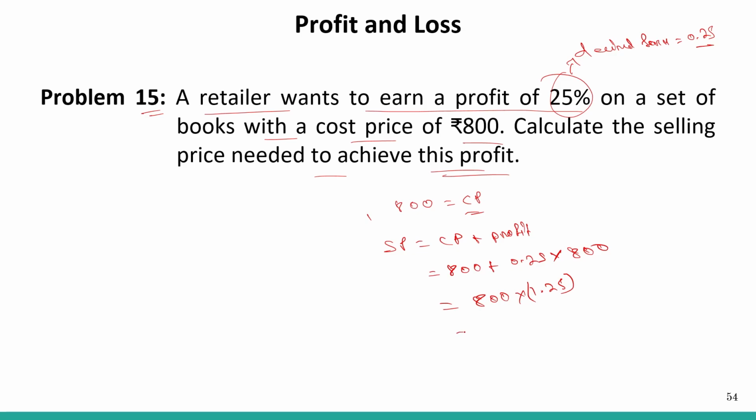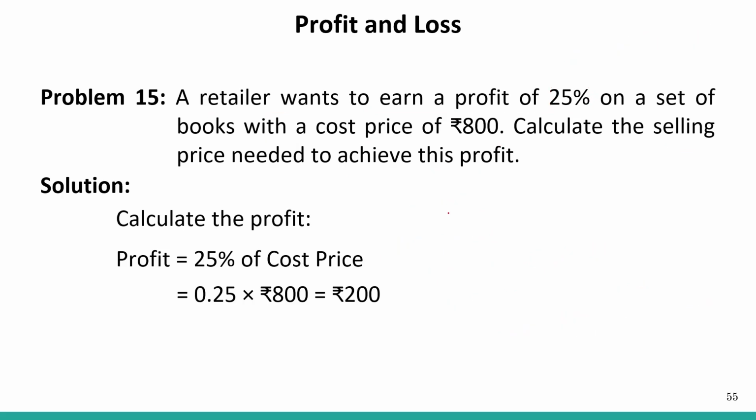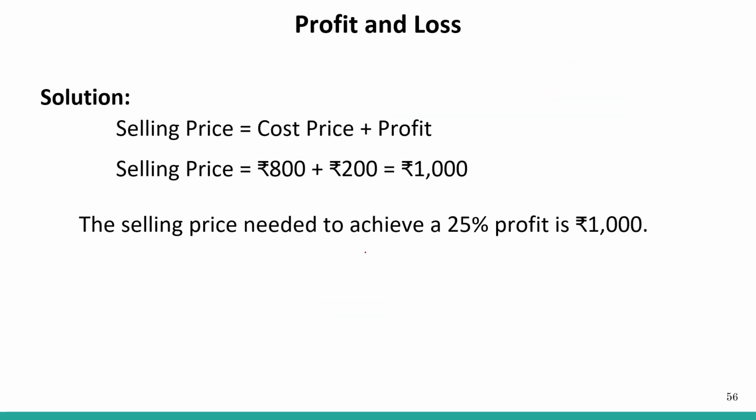This is equal to 800 into 1.25. Okay, so this is nothing but what? 800 into 125 by 100. So cancelling these zeros, what we are left with is, so it will be 1000. Okay, so 1000 must be the selling price. So profit is equal to 25% of the cost price is equal to 200. So cost price plus profit is equal to selling price. So selling price needed to achieve 25% profit is nothing but 1000 rupees.